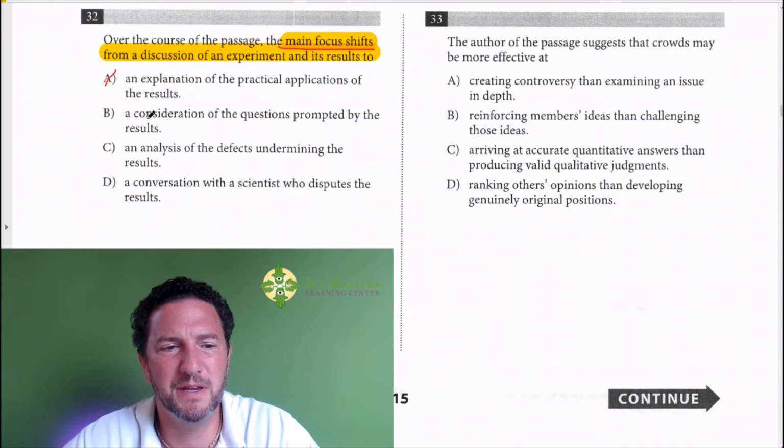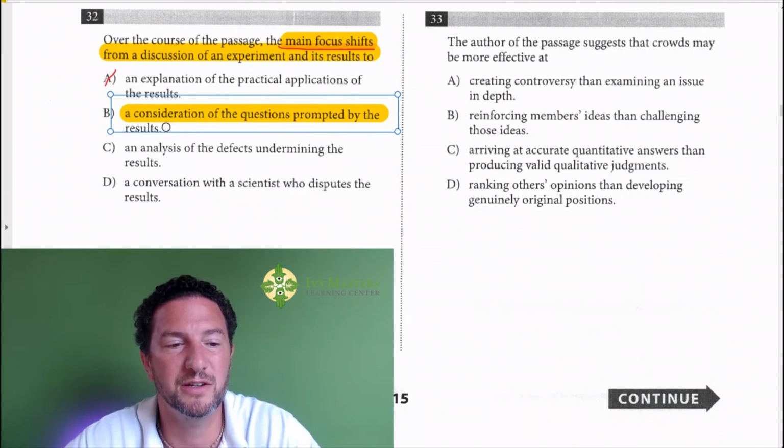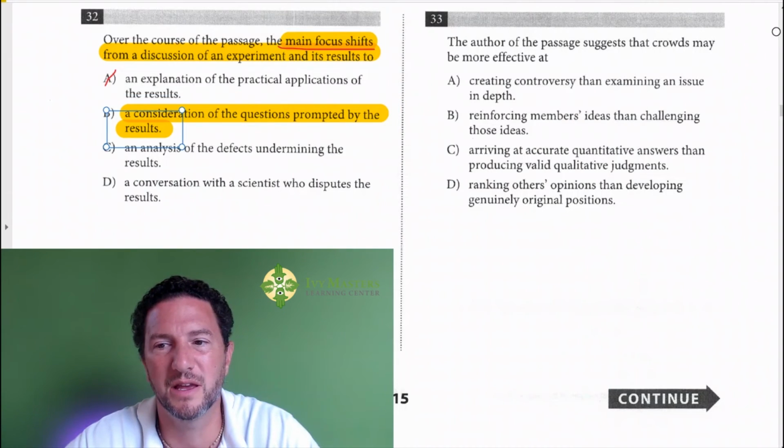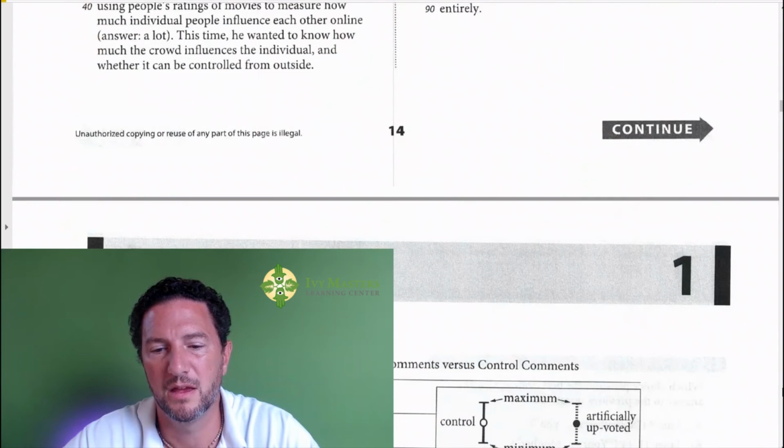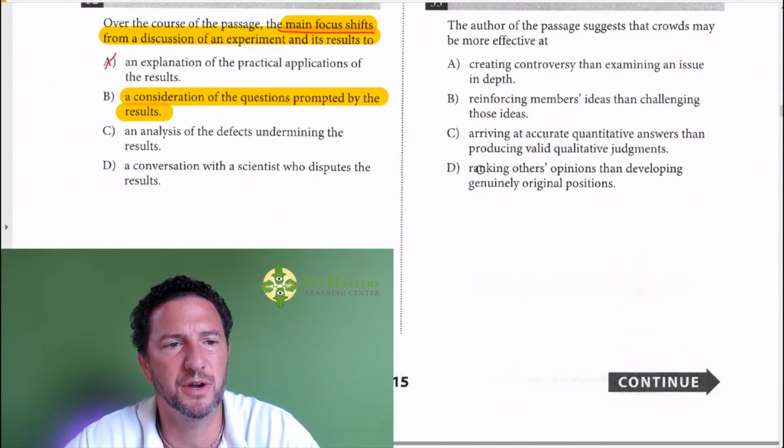And answer choice B, a consideration of the questions prompted by the results. Yes, it goes from a discussion of the experiment to considering those questions as highlighted in those last couple of paragraphs that we just looked at. Okay, looks like that's our correct answer.